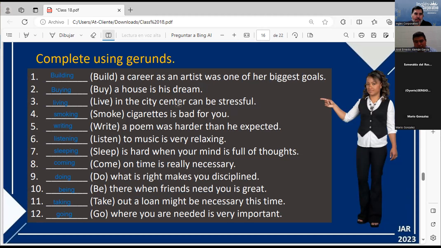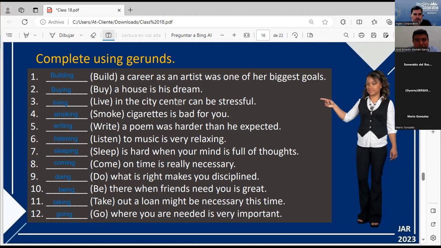The complete. Because you were reading only the verb and put it in ing. Now read the sentence. See what the sentence is saying. Building a career as an artist was one of her biggest goals. So, buying a house is his dream. Living in the city center can be stressful. Smoking cigarettes is bad for you.